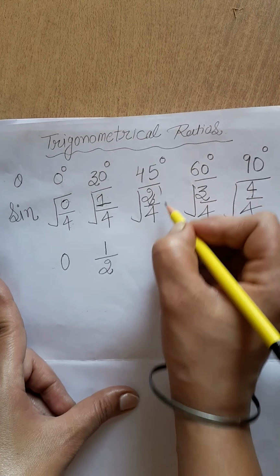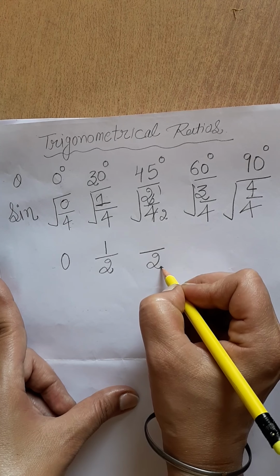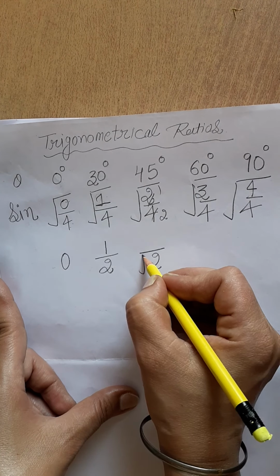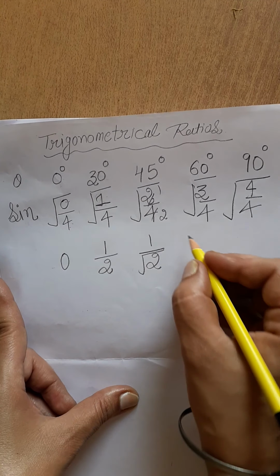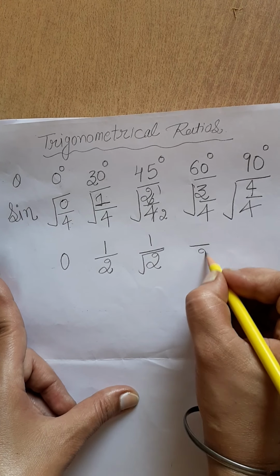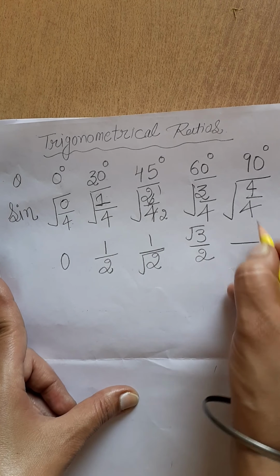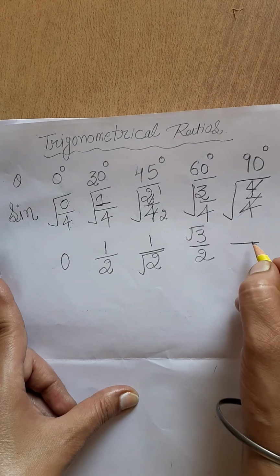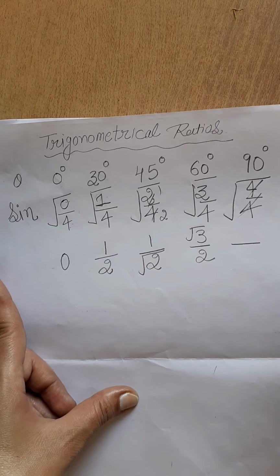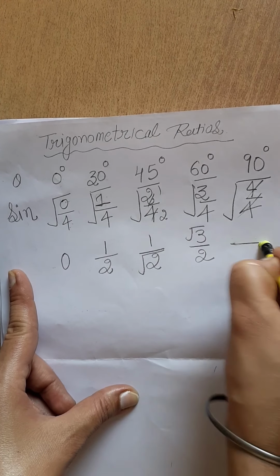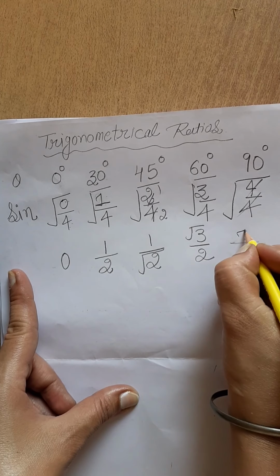By cancelling, 2 ones are 2, 2 twos are 4, you get 2 in the denominator, and the square root of 1 is 1. The square root of 4 is 2, and the square root of 3 we can take as it is, and we are cancelling 4 by 4, then you get 1. So 1 by 1, you can write here only 1. You need not write the denominator.